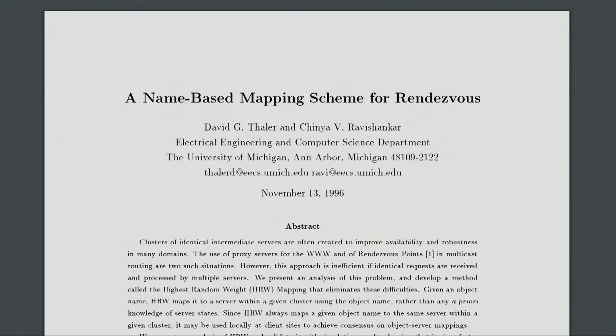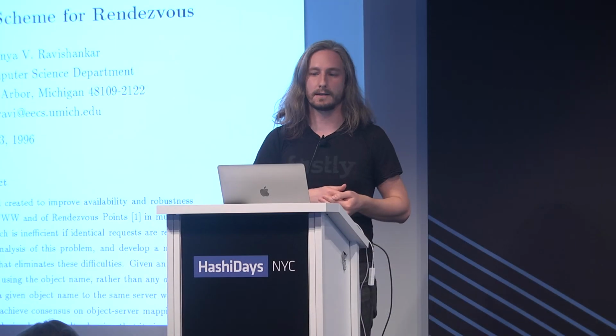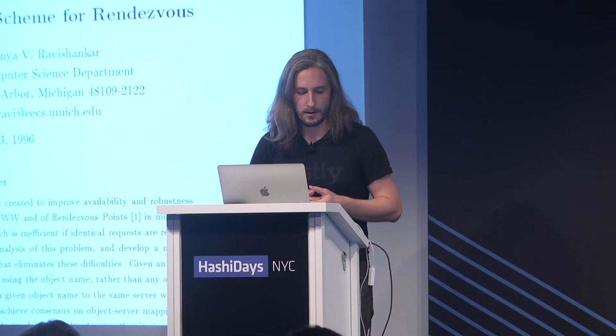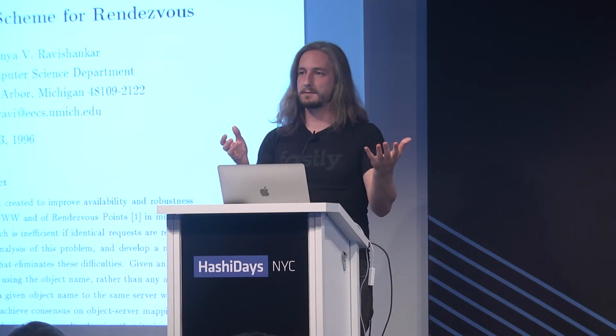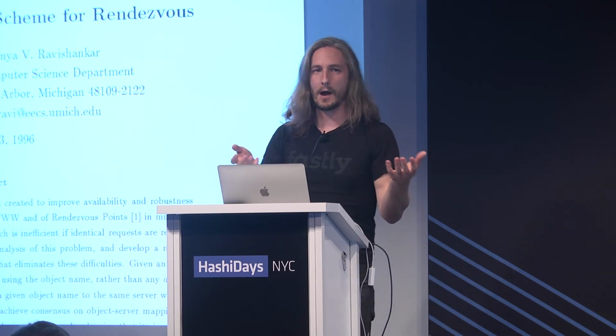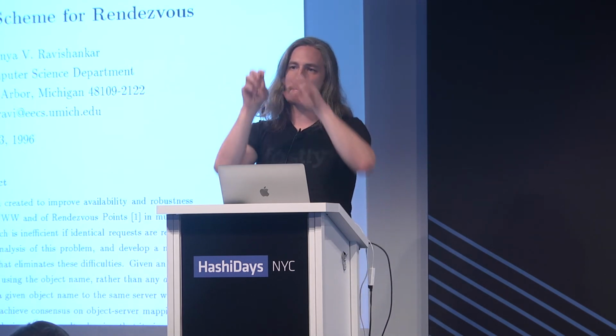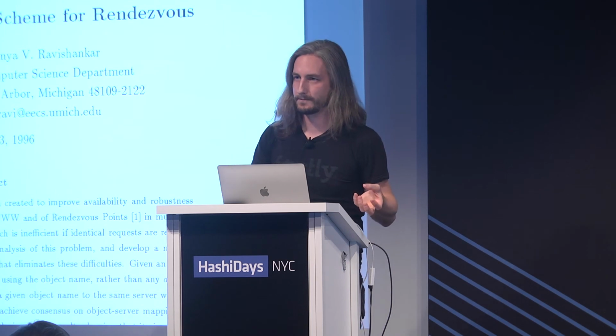Rendezvous hashing comes from this paper, a name-based mapping scheme for rendezvous. It comes out of the University of Michigan in 1996 and was invented concurrently with consistent hashing, which I'm guessing a lot more people in the room probably know about. I see a couple head shakes, good. It is also similar in goal to consistent hashing. The idea is that you map objects to specific servers. However, when that server fails, the minimum number of objects move.